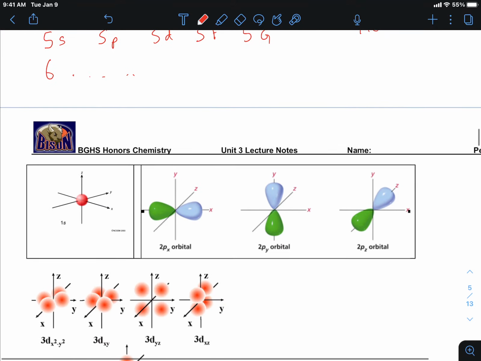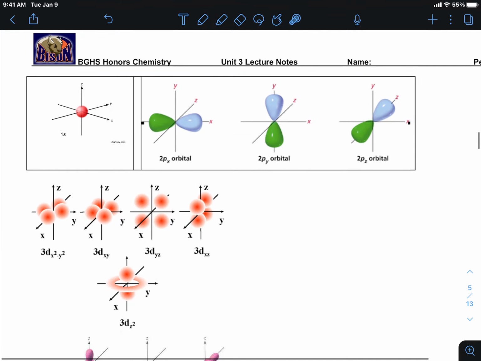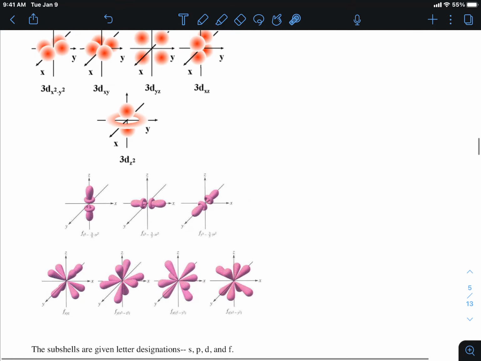So here are the pictures of the S. A simple S orbital is a sphere right in the center. A P sublevel, here is your X orbital, here is your Y orbital, and here is your Z orbital. Here are your Ds. Now there's 5 D orbitals. Each one of these spaces can hold 2 electrons. And here are your Fs, which look even weirder. So the bigger and the more orbitals there are, the more fragmented they become, the weirder they look.